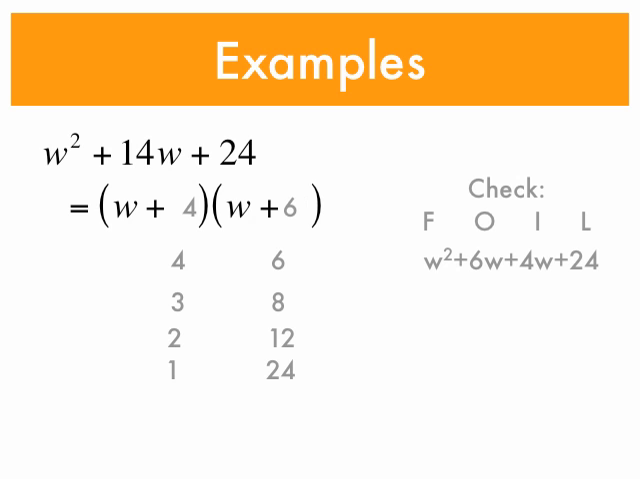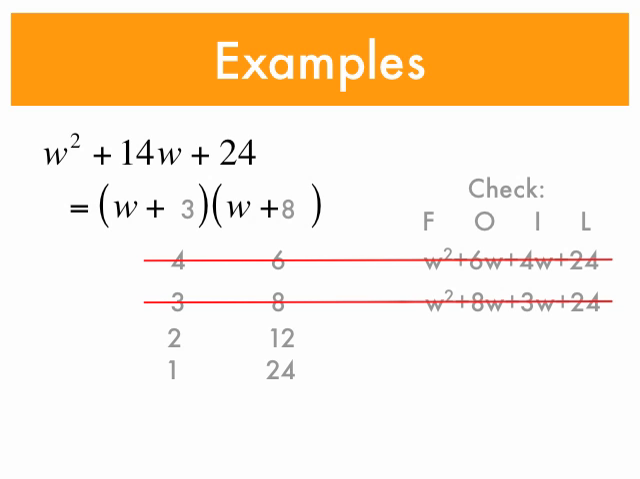If I put 4 and 6 in and I do FOIL, I get W squared plus 6W plus 4W plus 24. That gives me 10W in the middle. I want 14W in the middle, so I cross it out, go on to the next pair. If I put 3 and 8 in those spots, then I'll get W squared plus 8W plus 3W plus 24. That gives me 11W in the middle. I want 14W in the middle, so it didn't work. Cross it out and we'll go on to the next ones.